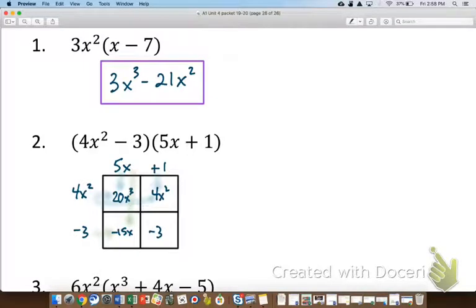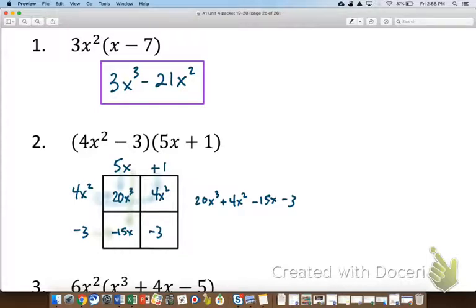So then all we have to do now is take this and write it in descending order, and we've got it. So please don't just leave your answer in the box. Just take a second and copy it over like so, right there. By the way, it's a 4-term polynomial, right?